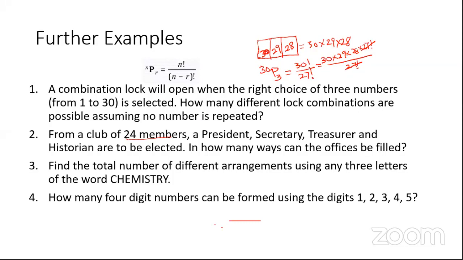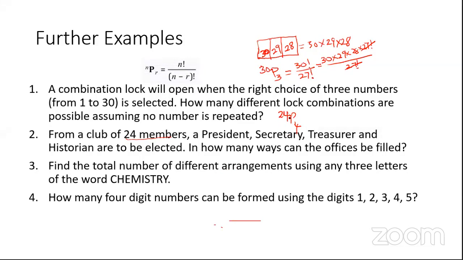It will be 24 factorial over 24 minus 4 factorial. That means we have 24 permutation 4. Yes, that's correct. 24 permutation 4 is the way you use the principle of permutation.